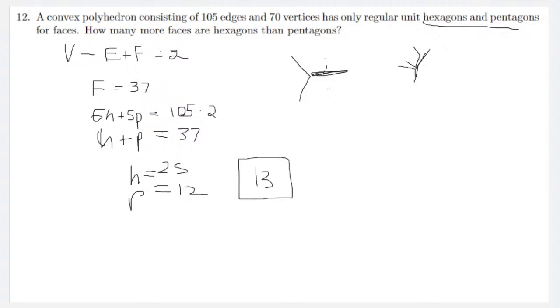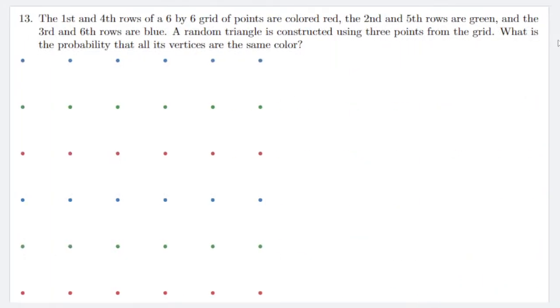Okay, we're coming into the final stretch, number 13. So we have this configuration of dots, and we want to make a triangle on it. What is the probability that the triangle has 3 vertices of the same color? Well, let's try and construct a triangle with the same color. If we pick 3 dots of the same color, they're going to make a triangle, as long as they're not on the same line. If you pick 3 dots on the same line, you won't get a triangle, you'll get a line.